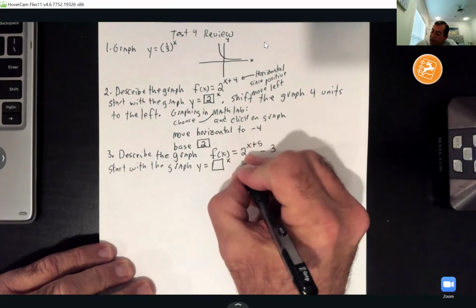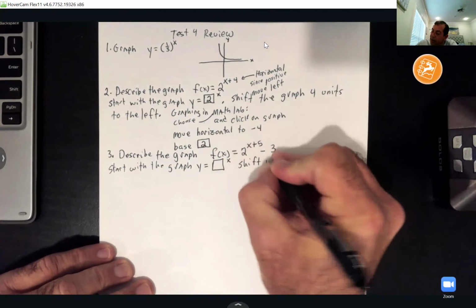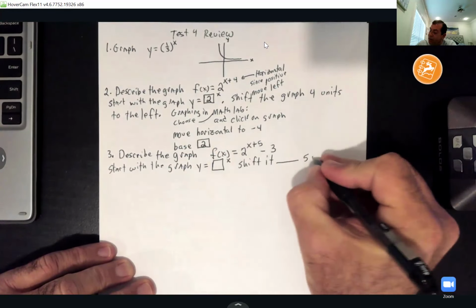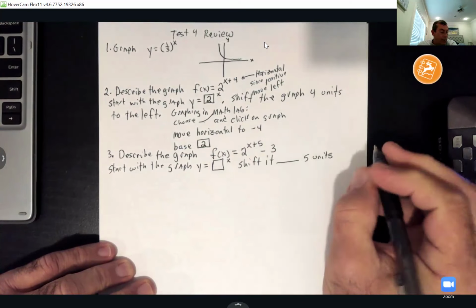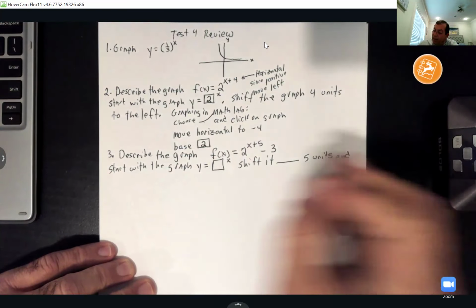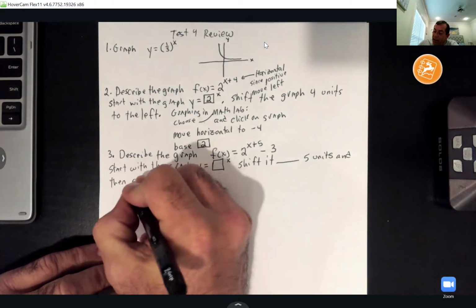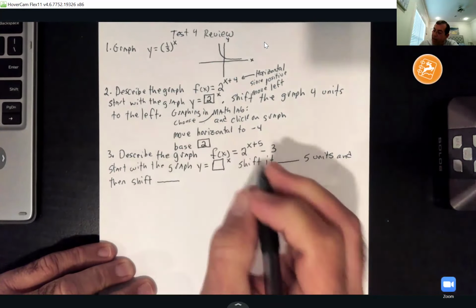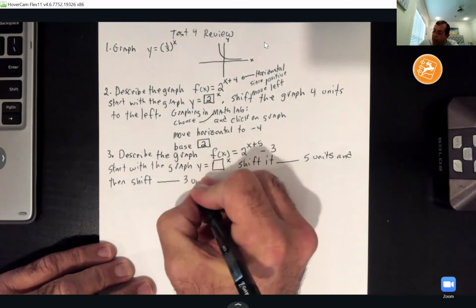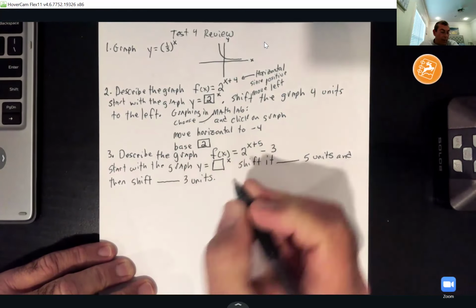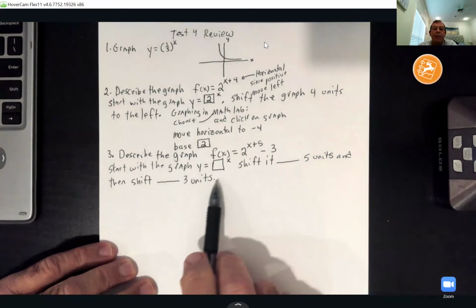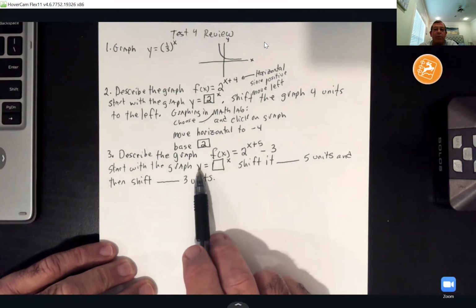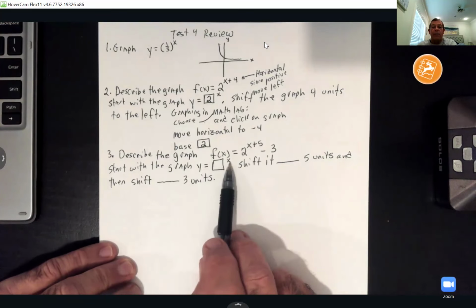Then it says shift it blank 5 units, and then shift blank 3 units. So y'all, let's fill this in. So what's going in the first box? I'm going to start with y equals what to the x?